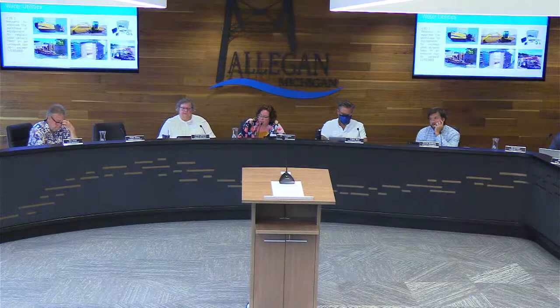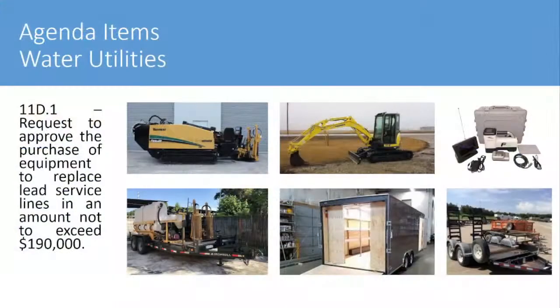Next, under 11D is our water utilities department. 11D.1 is a request to approve the purchase of equipment to replace lead service lines. Hello, council. Instead of approval of each individual piece of equipment, I am asking to approve a dollar amount of $190,000, not to exceed that. The main reason is supply chain. New drills are not coming out till October. Nobody's trading in drills.